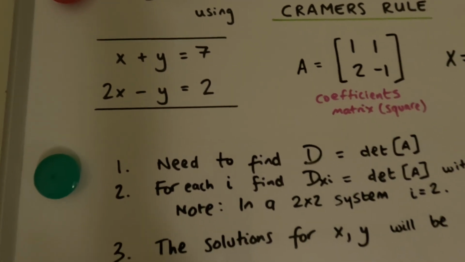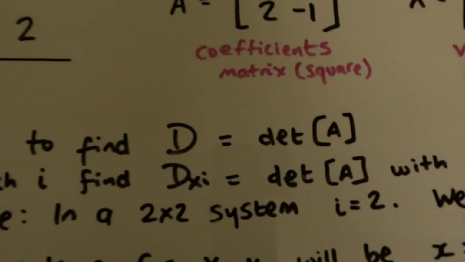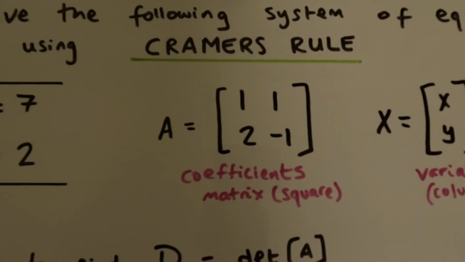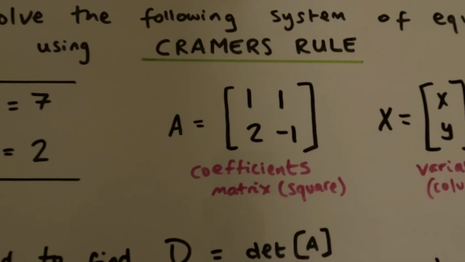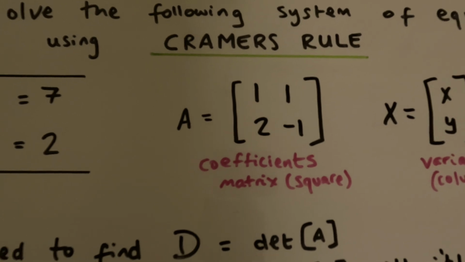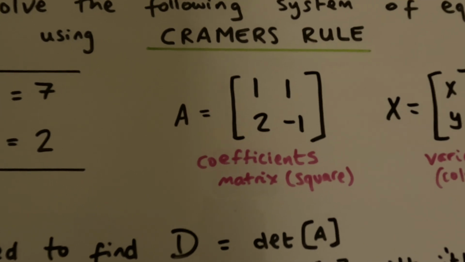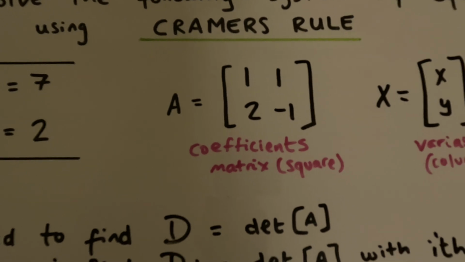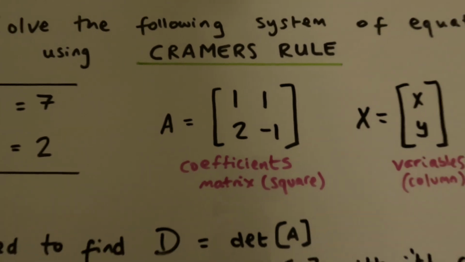Now we need to move on to the determinants. First of all, we need to find capital D, which is the determinant of A, which is this matrix here. To find the determinant, we calculate AD minus BC, where A is the top left entry, B is the top right entry, C is the bottom left entry, D is the bottom right entry. So AD minus BC is 1 times minus 1 minus 1 times 2. So that will be minus 3. So we can always quickly calculate that.